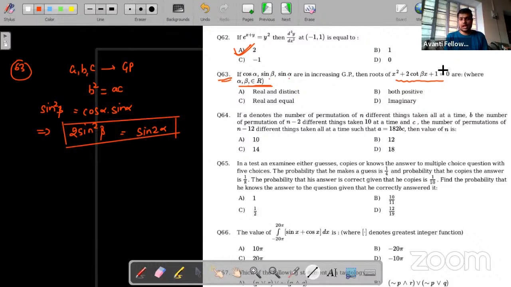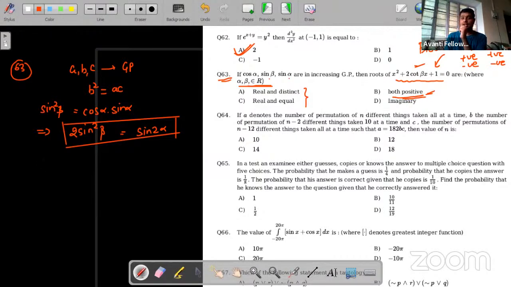Now with this we are going to find out the roots. The examiner is asking about the nature of roots, whether they are real or distinct, and also asking us to find whether both are positive or negative. Clearly, for the roots, the product of the roots is C by A, which is 1. It means both are positive or both are negative. It might be possible that both are positive.